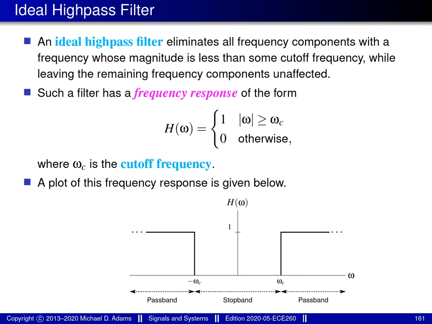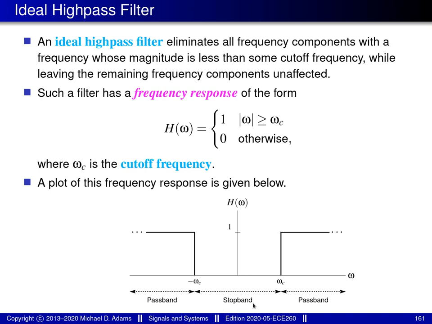The next type of frequency selective filter that I need to introduce is known as an ideal high-pass filter. An ideal high-pass filter eliminates all frequency components with a frequency whose magnitude is less than some cutoff frequency, while leaving the remaining frequency components unaffected. The frequency response of such a filter has the form shown in the middle of the slide, in other words, this form here, where omega c is a constant that's referred to as the cutoff frequency of the filter. And the frequency response is shown plotted at the bottom of the slide for this type of filter.